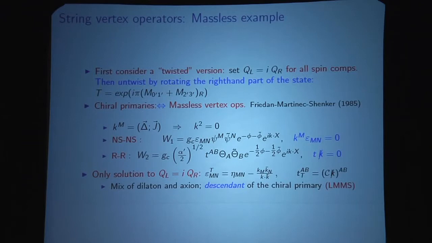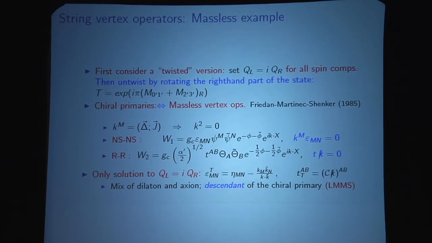If you're not sure what it is, you can go read it in Joe Polchinski's book. And then we have Ramond vertex operators, and these also have twist fields as well. These are in the -1/2 picture based on the charges on the ghosts here. And it turns out the only solution is Q left equal to iQ right, which is not particularly surprising.